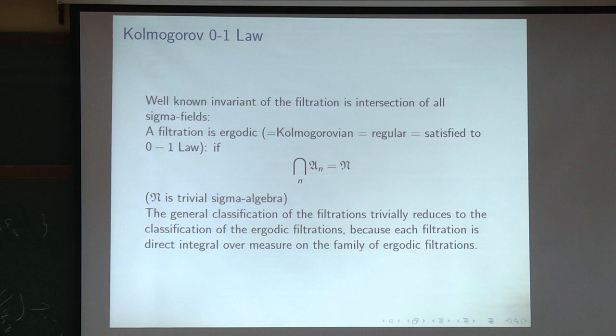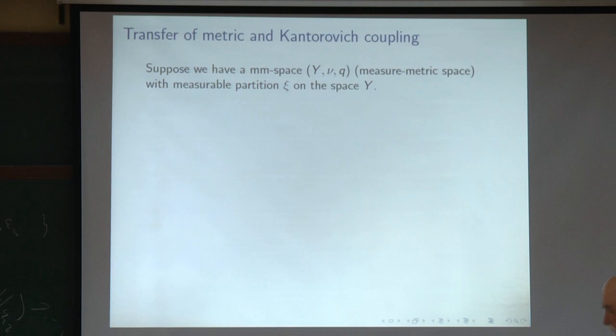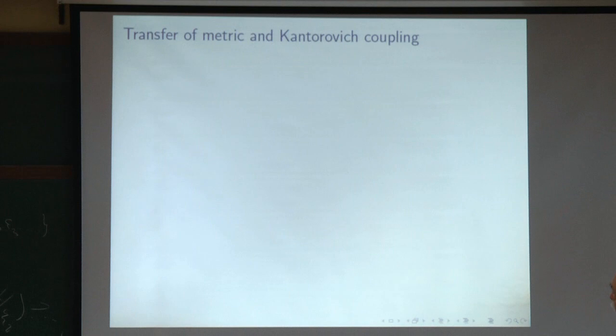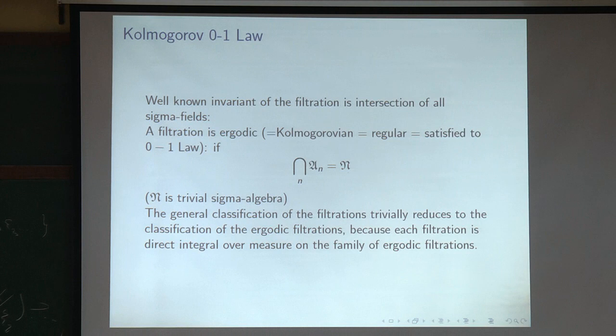Okay. Now the next question is, if you have the Kolmogorov law, is it true that if you have two filtrations which are finitely isomorphic, each finite block the same up to isomorphism, and have trivial intersection, they are isomorphic? And this is a non-trivial fact. No. There are many examples of filtrations which are finitely isomorphic, for example dyadic, and have trivial intersection, but nevertheless they have non-trivial behavior at infinity.